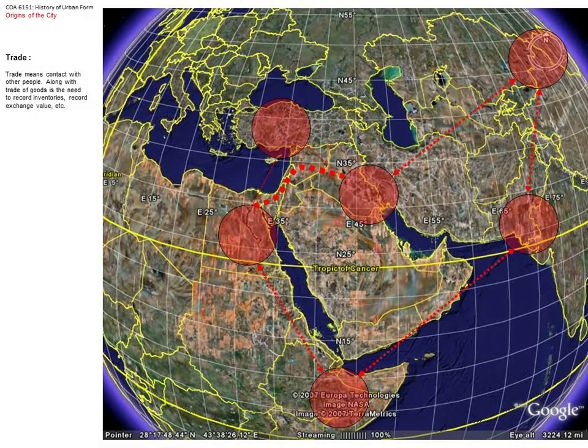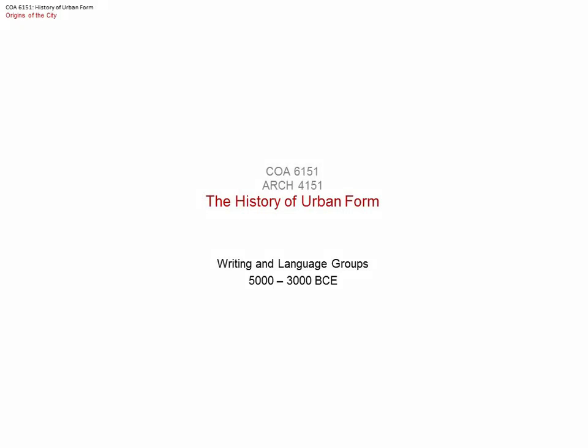So what that means is that people were trading as far as the Korean Peninsula with the Roman world at least at 600 AD, 600 of the Common Era. The centers of trade appear as these circles and lines that we show here.